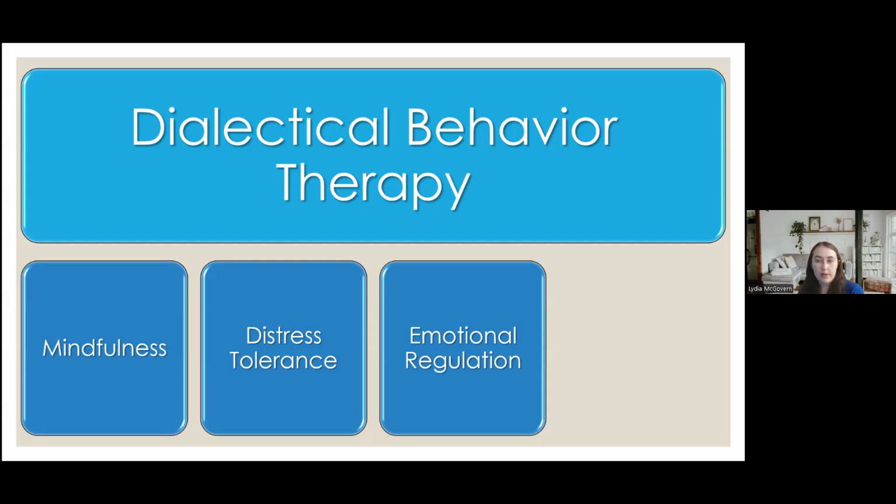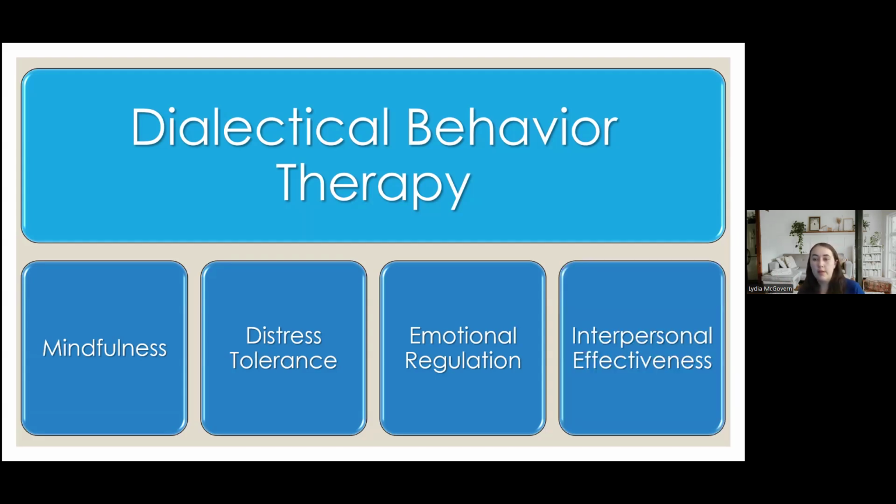And then lastly here, interpersonal effectiveness. These skills help clients to improve their understanding of what their needs are in a relationship and how to communicate those needs in a healthy way and kind of help to balance with other people as well. So it can kind of help them to engage in relationships in a way that is not damaging to themselves or to other people.